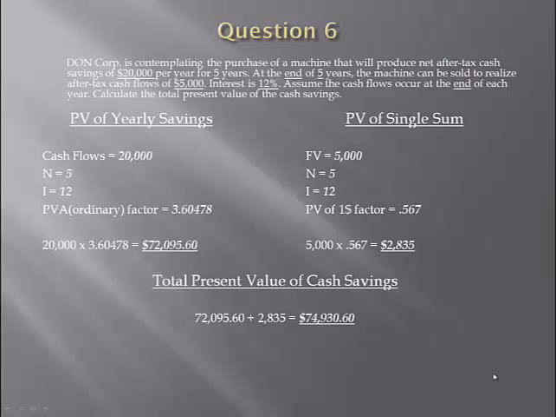Then you multiply that by 5,000 and get 2,835. And then you add both of those together to get $74,930.60, which is the present value of the total cash savings.